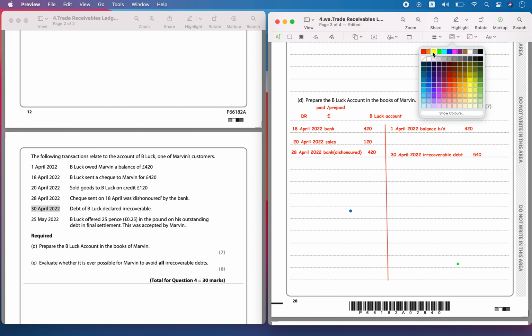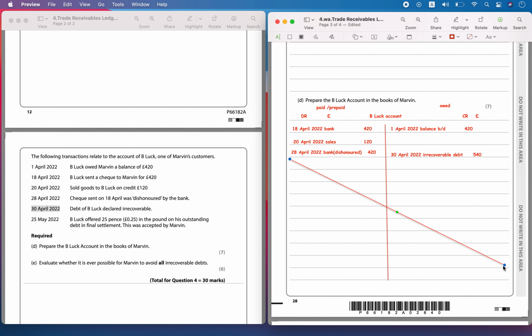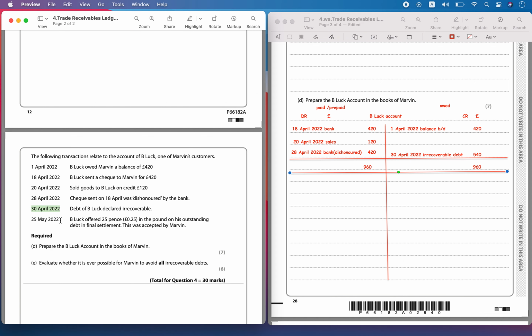Okay, so now let's write this. The total will be 420 plus 420 plus 420, that will be equal to 960. So add up all this, it will be 960. And this side also 420 plus 540, it will become 960. Now you have to close down this account because that's what happened.